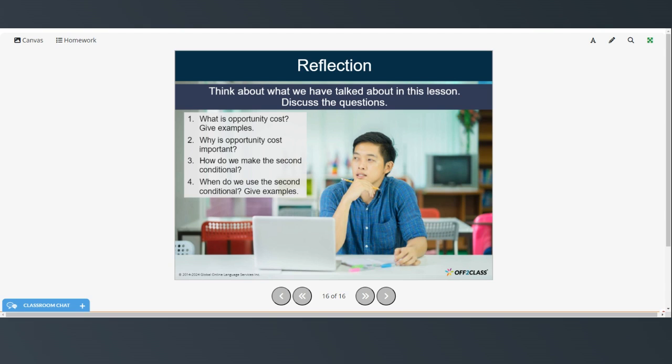All right, and just to review, give some examples of opportunity cost. Why is opportunity cost important? How do we make the second conditional? And when do we use the second conditional, and give some examples of it?